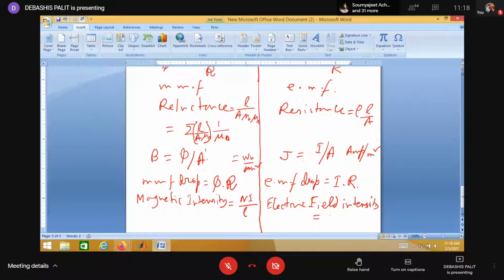That is equal to volt per meter, means volt per unit length. So here it is ampere turn per unit length, and here volt per unit length. V means volt. So B is the flux density.